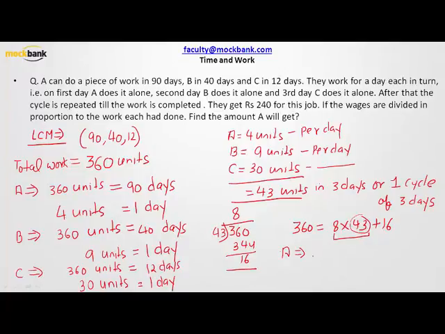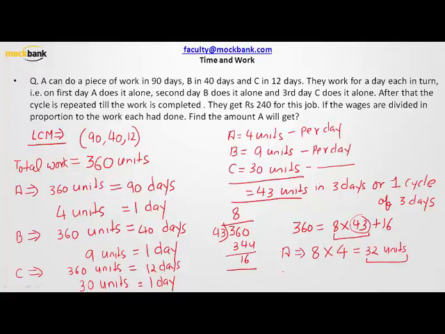A is working for 8 days in a cycle of 3. So A is going to finish 8 into how many work? The total is 4 units per day. So 32 units of work A would be doing in a cycle of 8 days, 8 iterations. So A has completed 32 units.